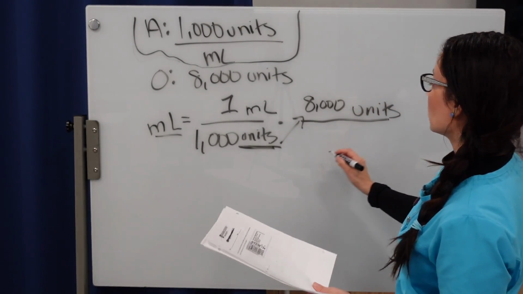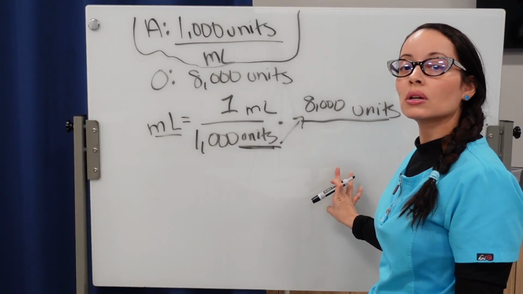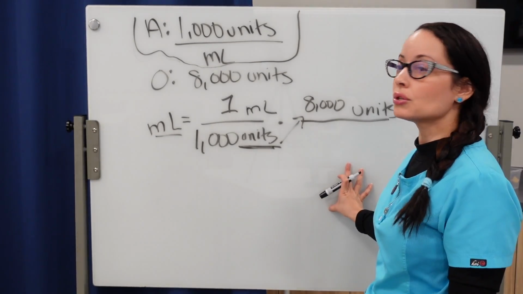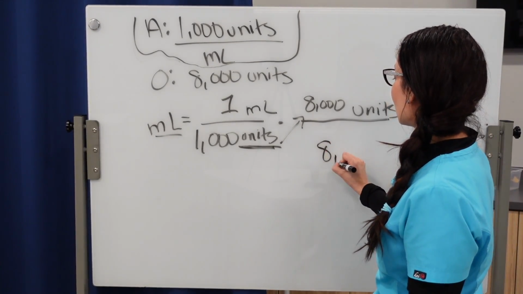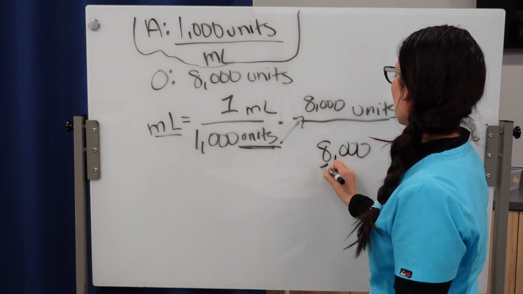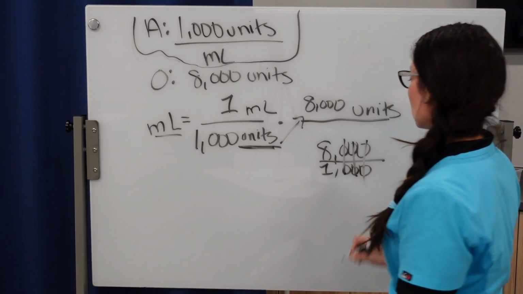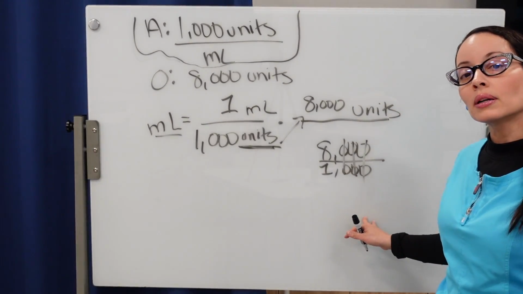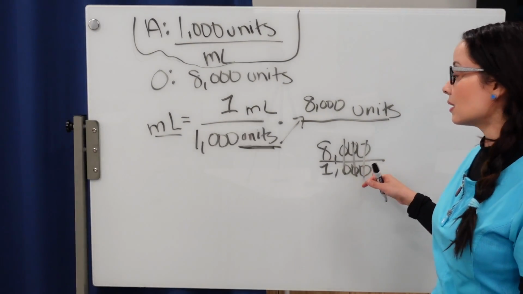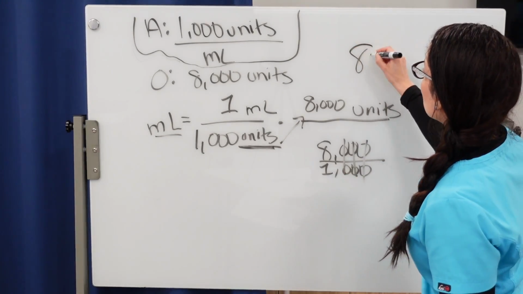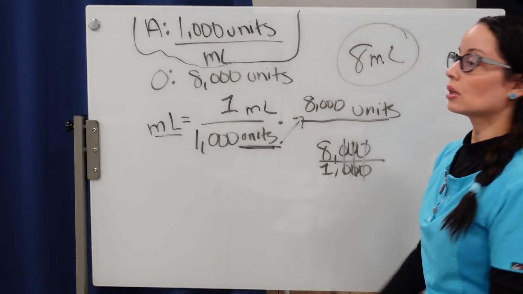Again, in dimensional analysis, you're going to be timed. This is why crossing zeros out saves you time, because you don't even need to use the calculator. When you divide 8,000 over 1,000, you cross out your zeros, and anything divided by 1 is itself. So 8 divided by 1 is 8. So the final answer is 8 milliliters.